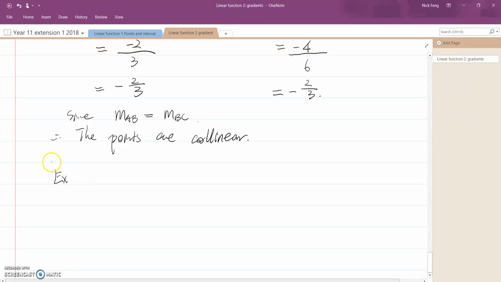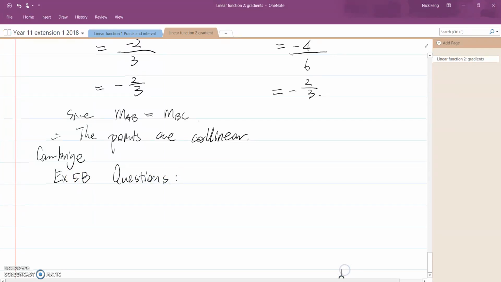And the homework will be Exercise 5B from Cambridge, obviously. Questions 3, 5, 7, 8, 10, 11, 12, 15, 16, and 18.